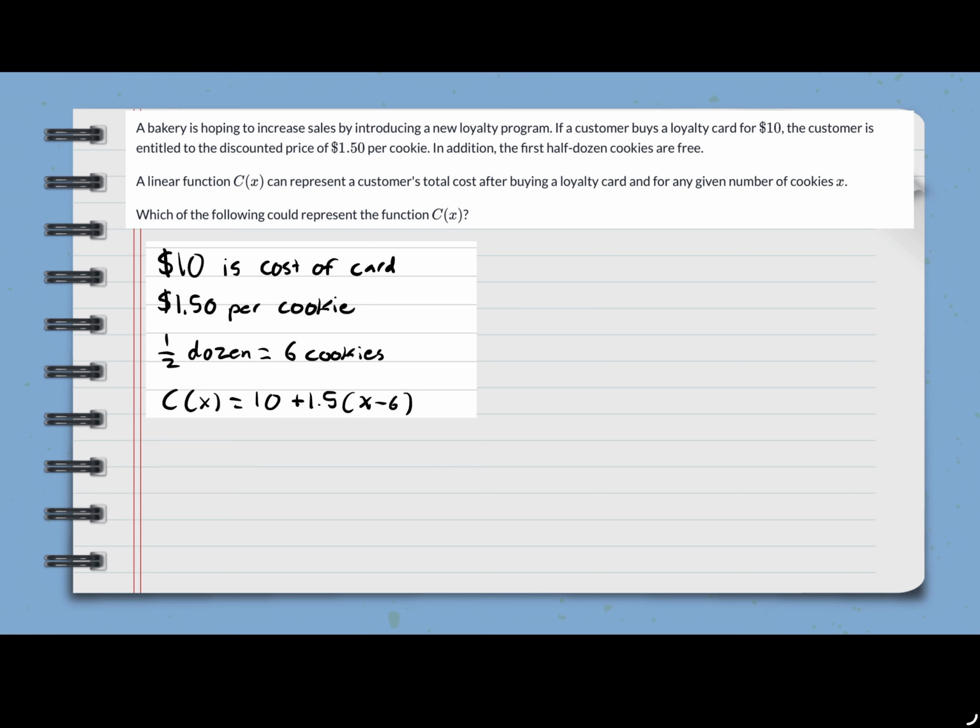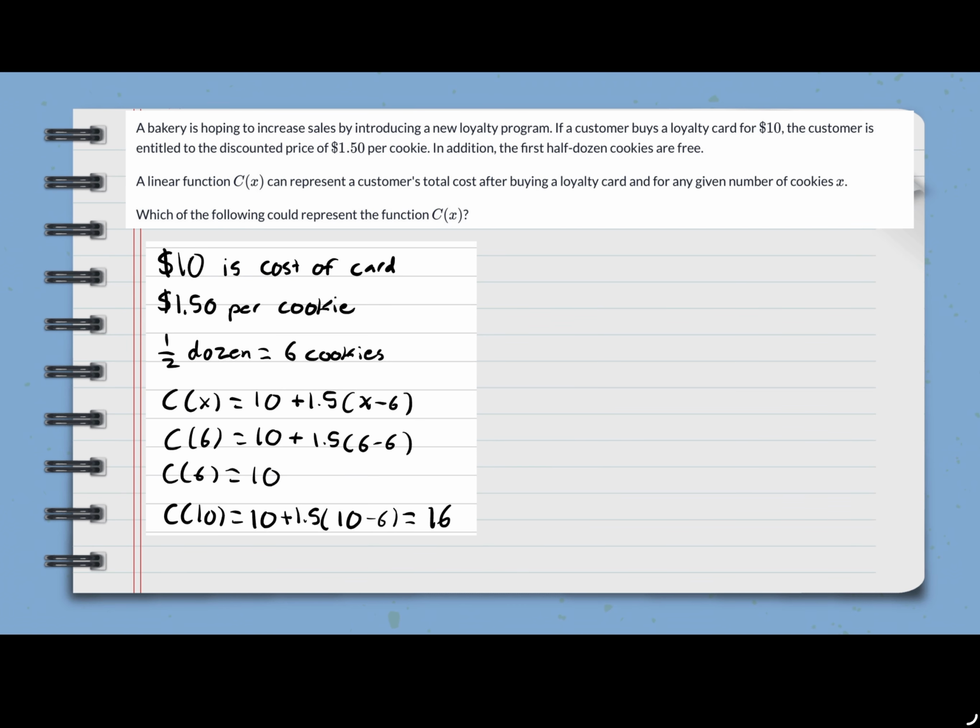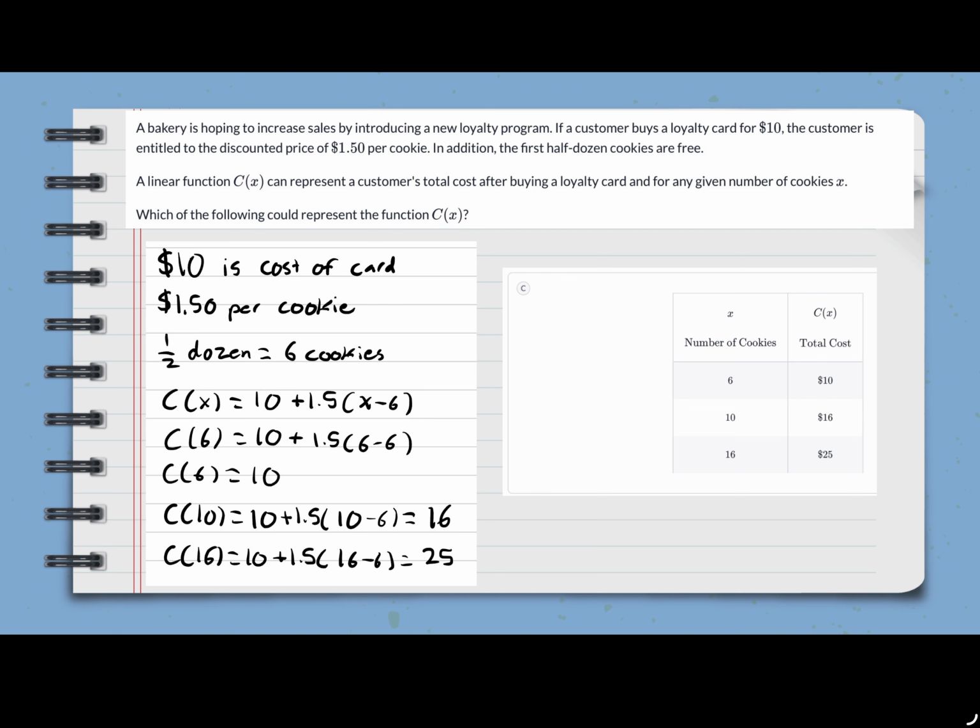Okay. And remember, we have to just plug in certain numbers to fit our option choices. So if you do c of 6, it'll just be 10. C of 5 will still be 10. C of 4 will still be 10. So we have to go a little bit higher than 6 to find out what we're looking for. C of 10 equals 10 plus 1.5 times 10 minus 6. In the parentheses, you'll end up with 16. C of 16, you'll end up with 25, and you'll see that it matches our answer choice C from the number of cookies to cost labeled in the table.